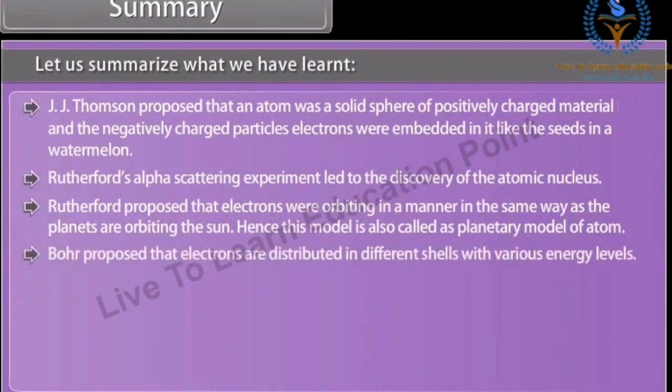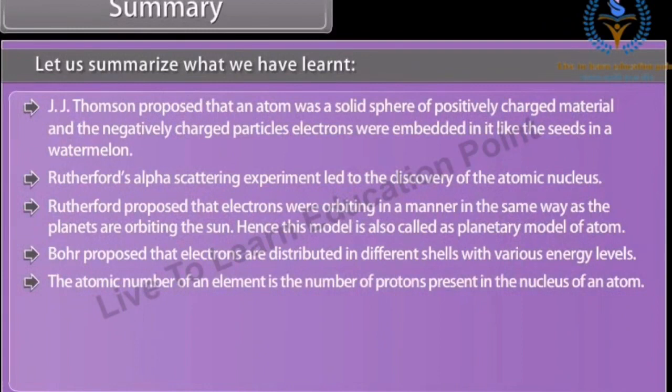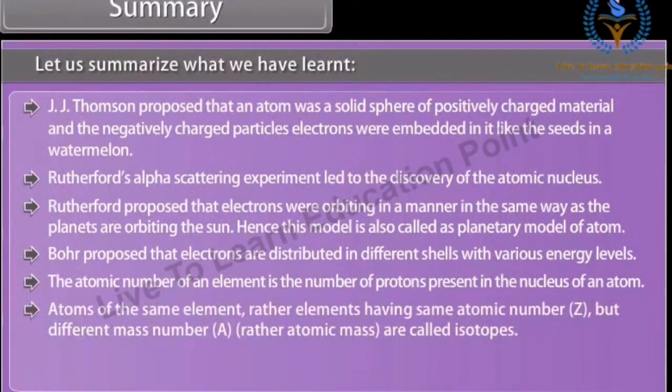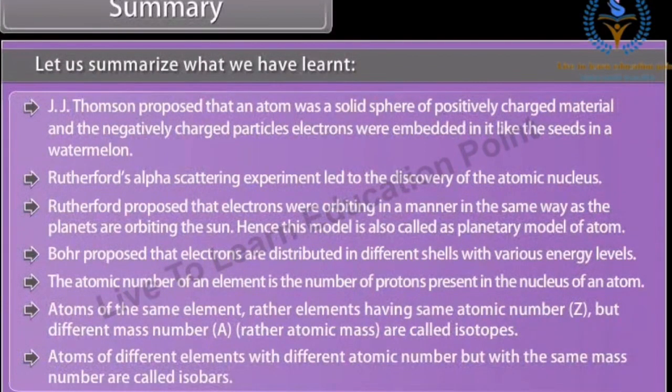Bohr proposed that electrons are distributed in different shells with various energy levels. The atomic number of an element is the number of protons present in the nucleus of an atom. Atoms of the same element, rather elements having same atomic number Z but different mass number A, rather atomic mass, are called isotopes. Atoms of different elements with different atomic number but with the same mass number are called isobars.